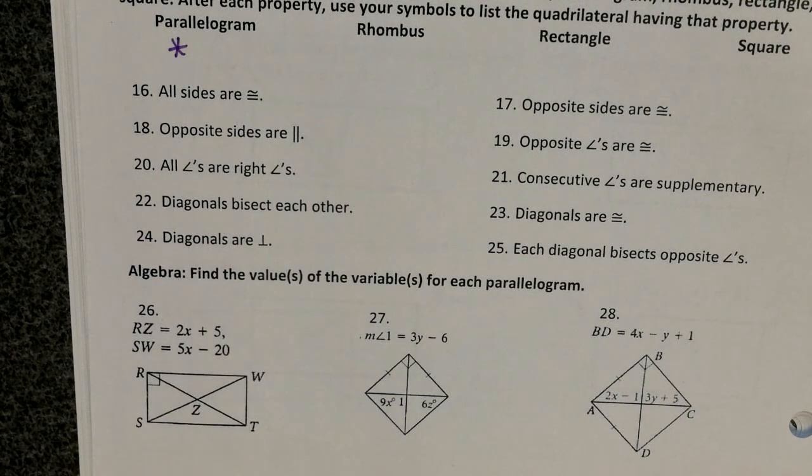26 through 28, it says find the values of the variables for each parallelogram. These ones go back to just standard parallelograms, so they may or may not be a special parallelogram. You have to decide. Okay. So that is the brief overview of the assignment.